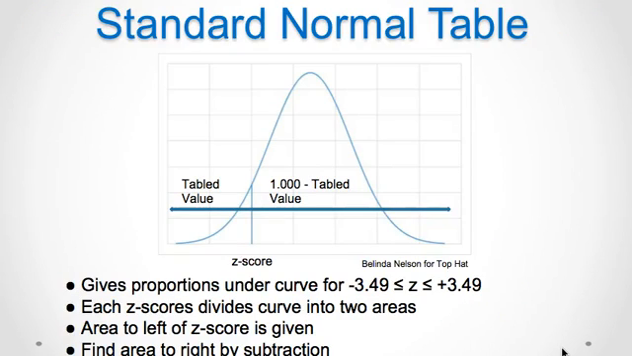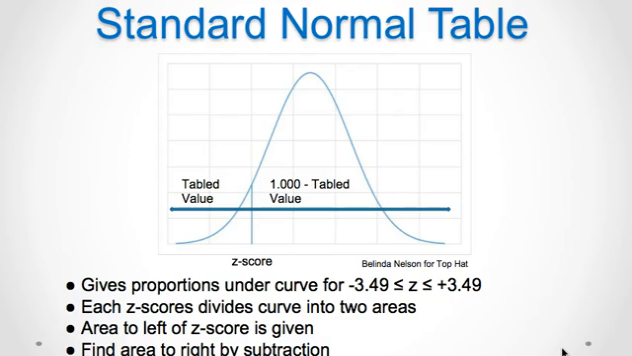The standard normal table, also known as the unit normal table or z-table, is a type of probability distribution table that gives us z-scores and their corresponding probabilities or proportions of area associated with each z-score listed. The standard normal table in the appendix of our textbook gives proportions of area under the standard normal curve for z-scores ranging from negative 3.49 to positive 3.49.